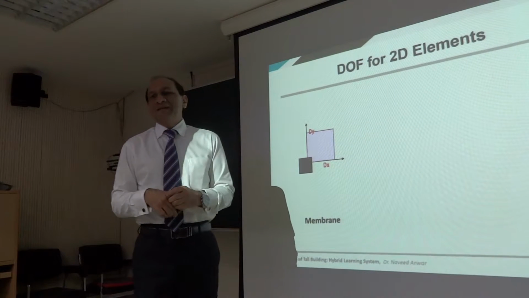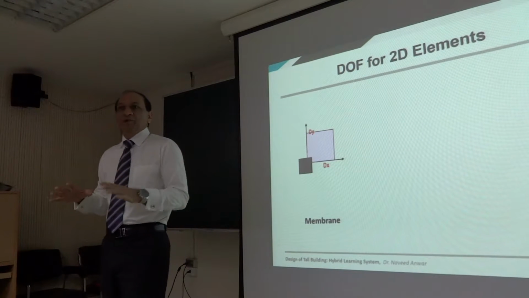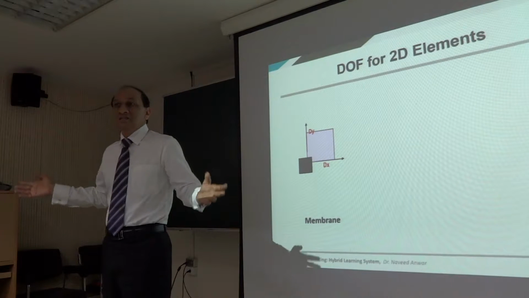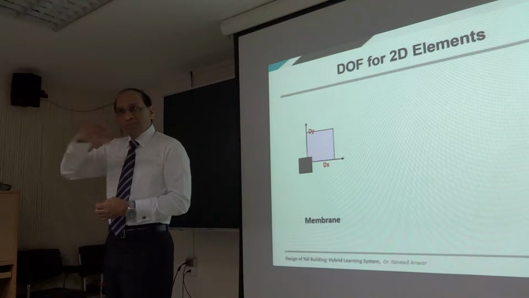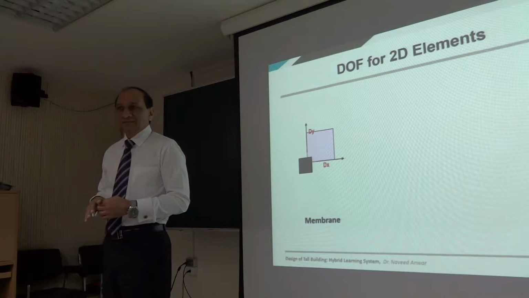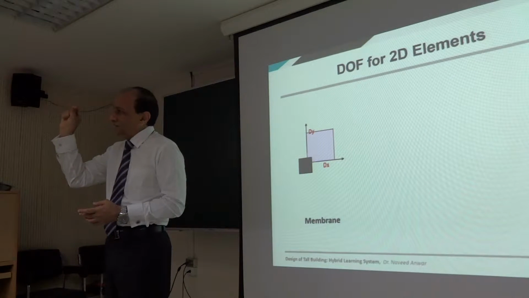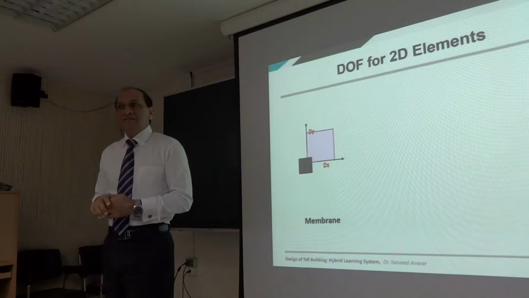Hyperbolic paraboloids and many other such forms are pure membranes. Extremely strong membranes spanning large distances. Dome is a membrane, can span big areas with thickness as small as 5 centimeter or 8 centimeter.